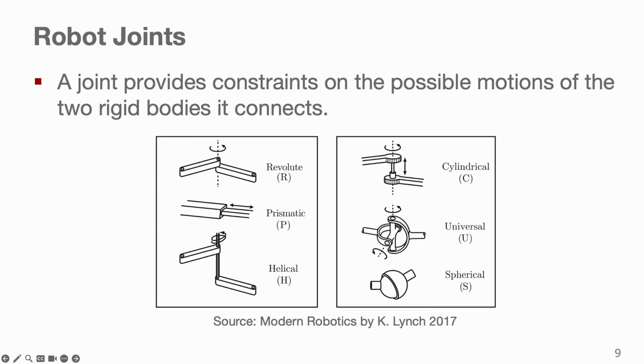Honestly, pretty much the most popular joint that you should care about and that you will be using are the revolute joints, which allow rotation around a single axis like your elbow.